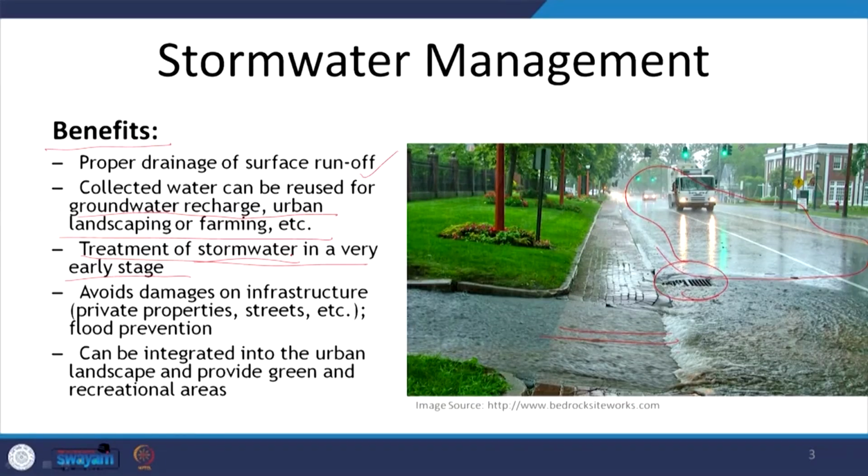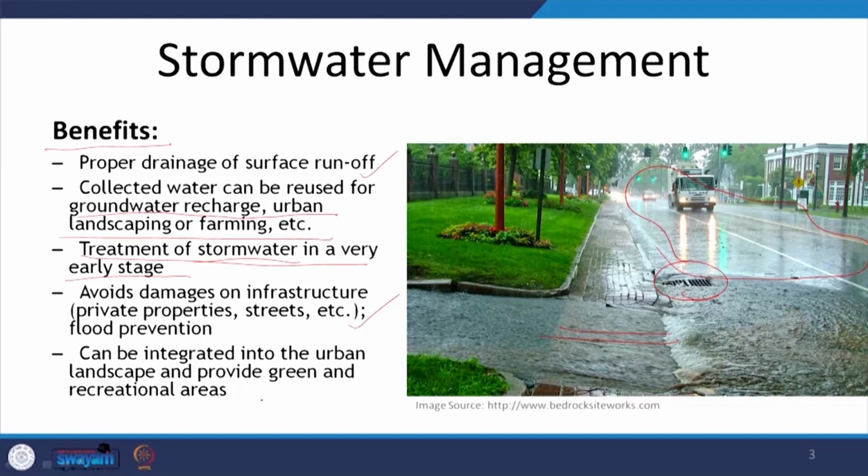The next benefit is it avoids damage of infrastructure, for example, the streets, the buildings, private properties or public properties. We see that the low lying areas of the cities get flooded because the storm water was not managed, and the public property gets damaged, which is what we can avoid, and that is a substantial cost. It adds a lot to the economic cost.